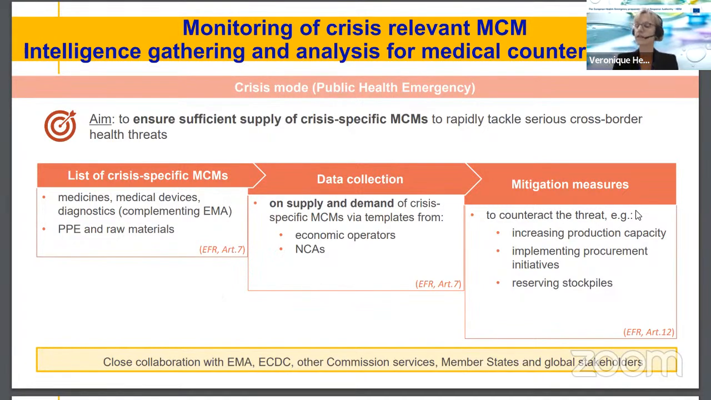So this is the intelligence gathering. It's all defined in our emergency framework regulation. With EMA, we will in a crisis develop a list of crisis-specific MCMs which will have to be monitored, and in a crisis the national competent authorities will help us to get all this information and data. It's very difficult and very challenging, but we are working on it, and I think this will be one of the very important actions which make a change for the next crisis. So then next slide, please.